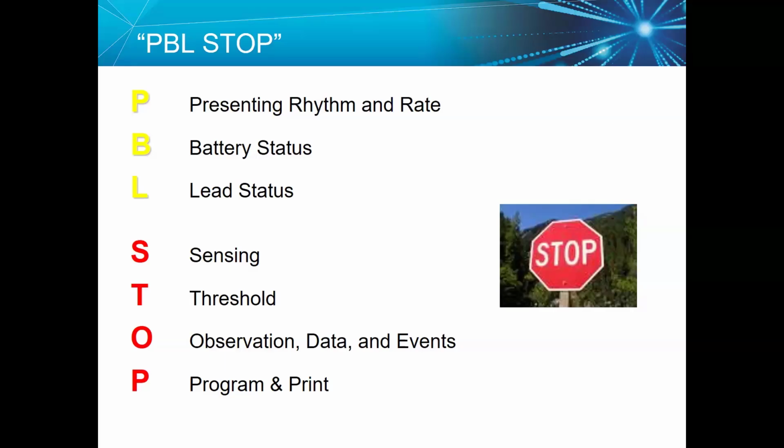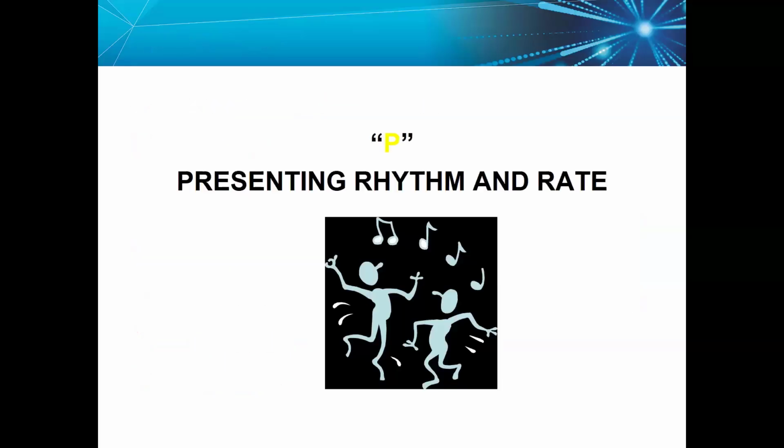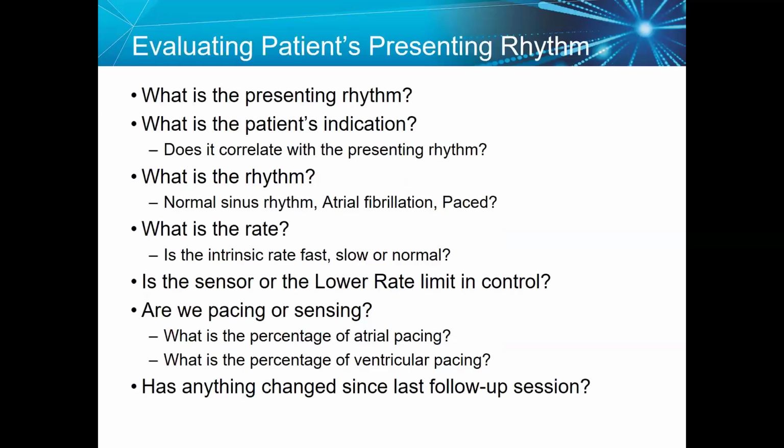Okay, first of all, presenting rhythm. What is meant by presenting rhythm and rate? First of all, for any patient before programming, it is better to have an ECG to see what the presenting rhythm is for him: atrial pacing, ventricular pacing, atrial sensing, ventricular sensing, or nothing, normal sinus rhythm. This first look at the ECG gives you a lot of information.